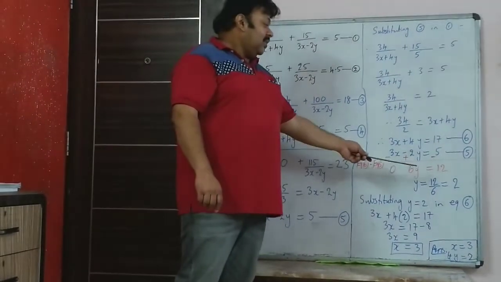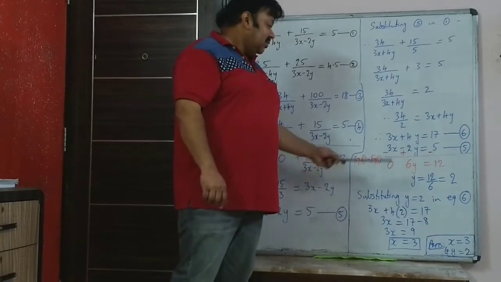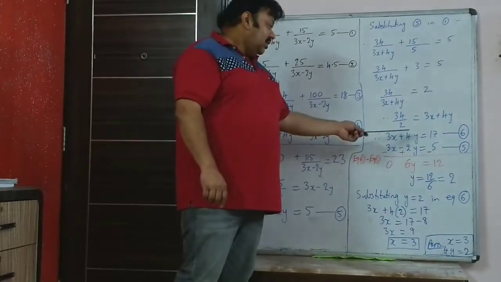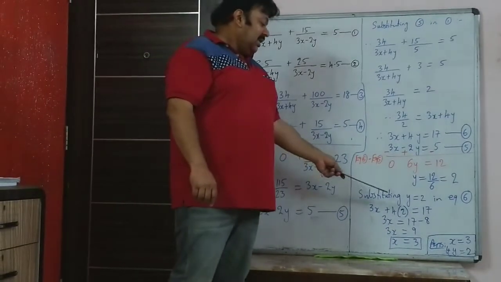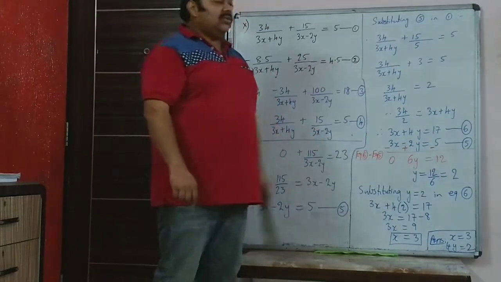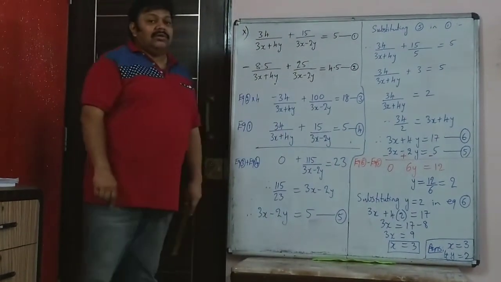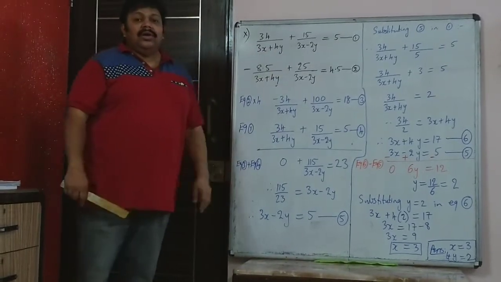So once you have found y is equal to 2, you can substitute it in equation 6. So you will get 3x plus 4 times 2 is 17. So 3x is 9, or x is 3. So you got x is 3 and y is 2, which is the final answer. In all these equations, solve means find the values of x and y.